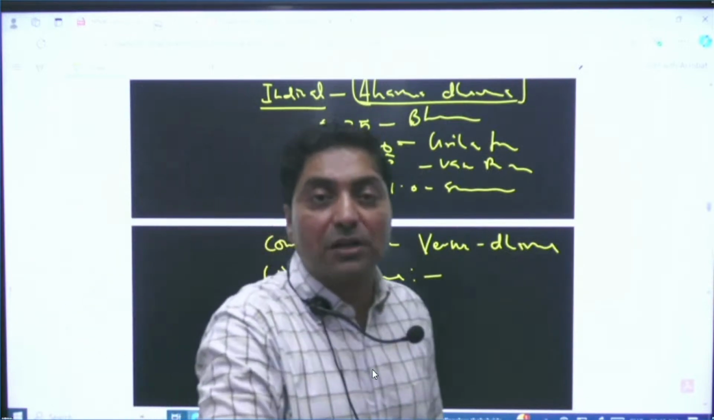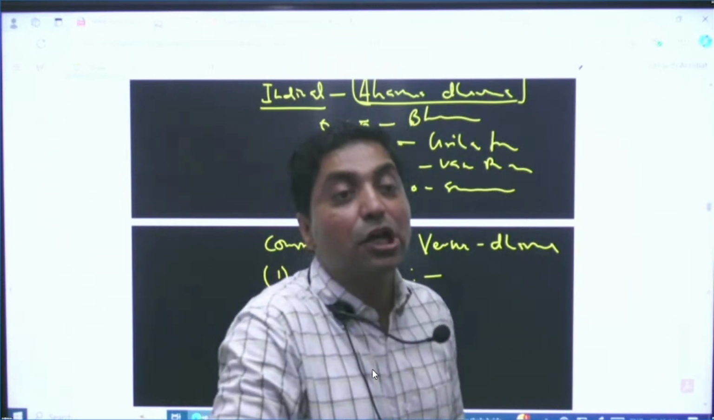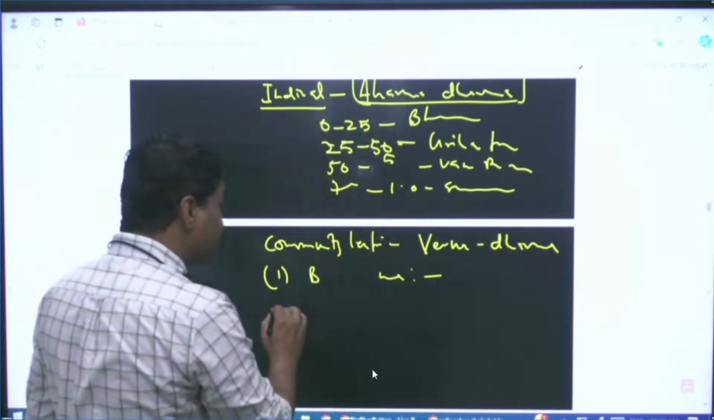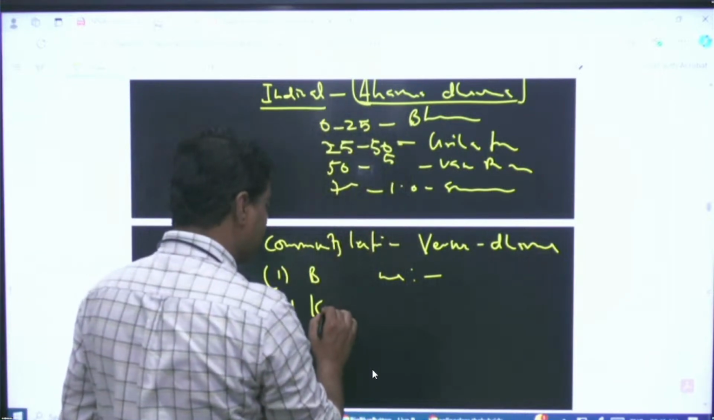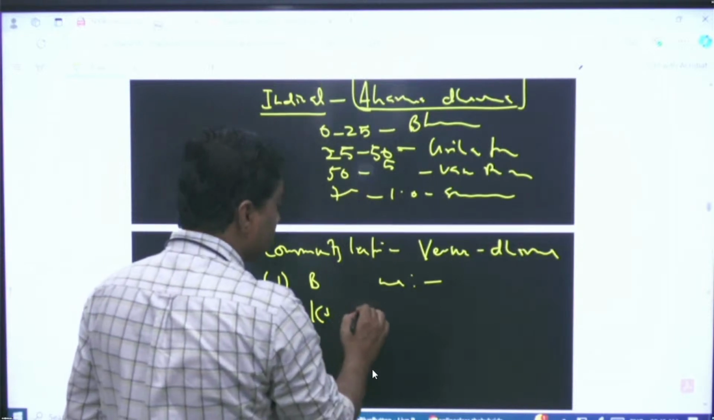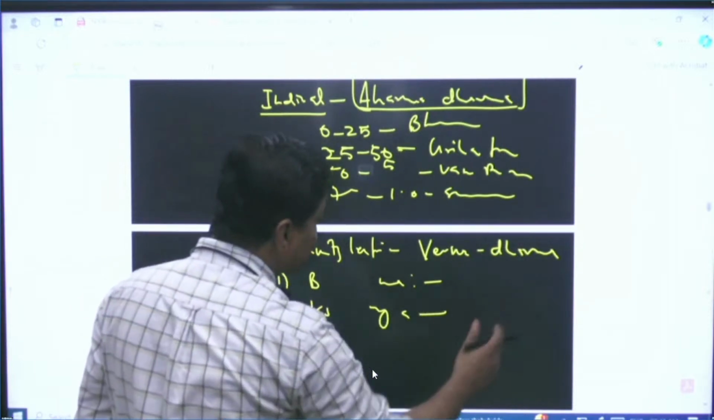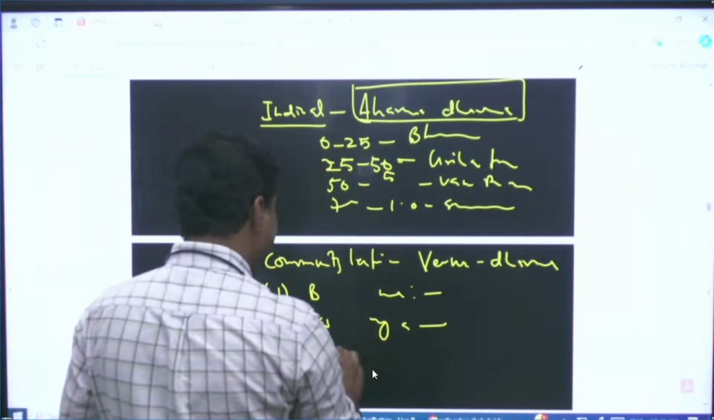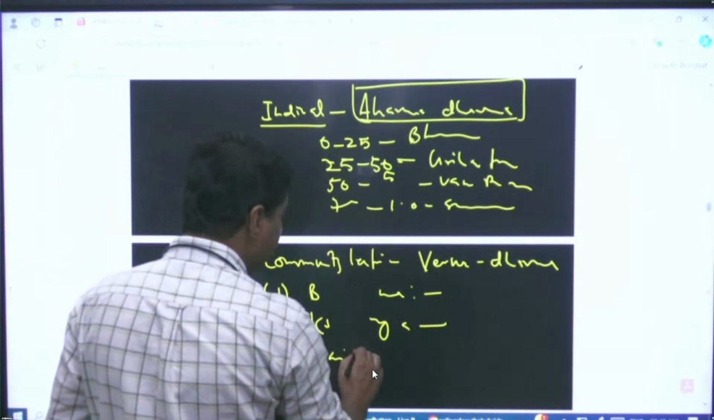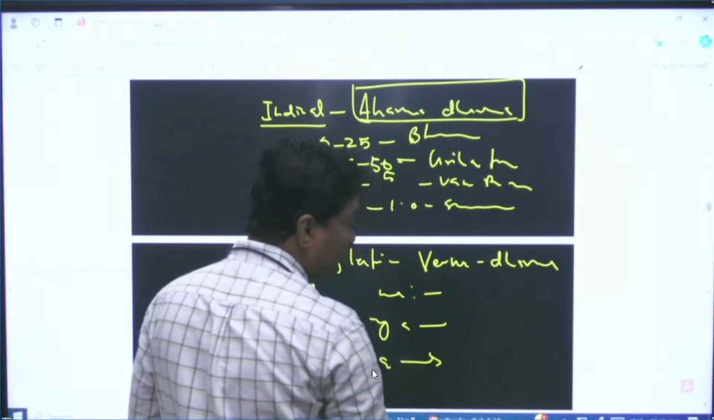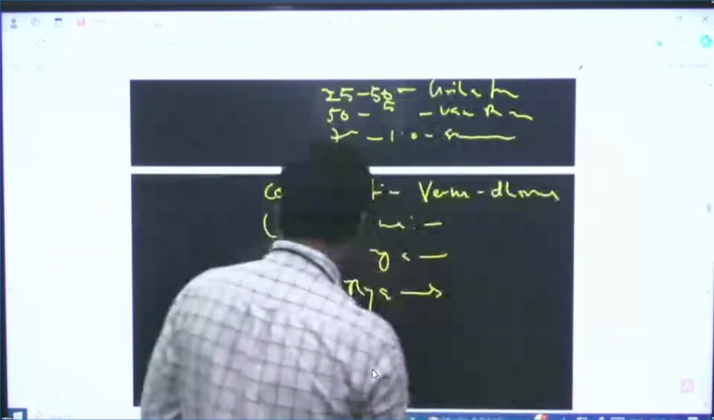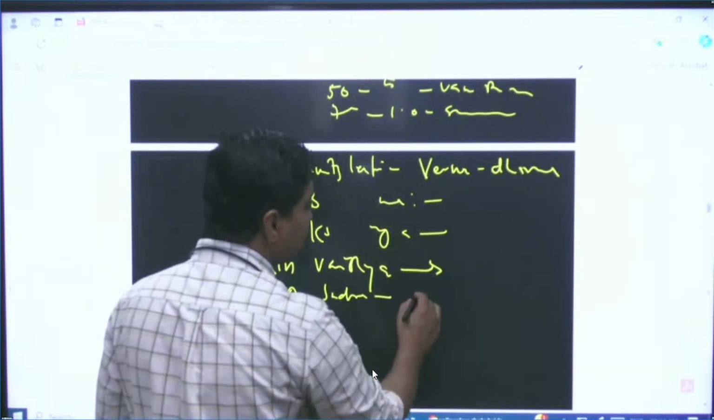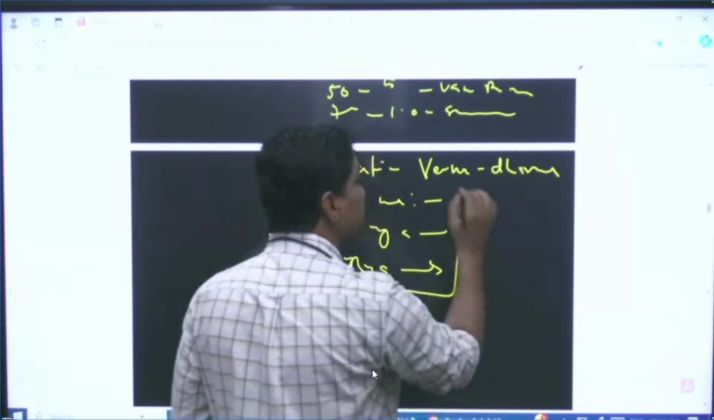According to the Dharma Shastra, the Brahmana has to engage in producing knowledge and disseminating knowledge. Second is Kshatriya. Kshatriya has to engage in protecting the state. Third is Vaishya. Vaishya has to engage in economic activity. And the Shudra has to engage in serving all three.